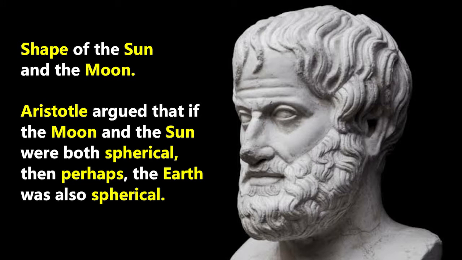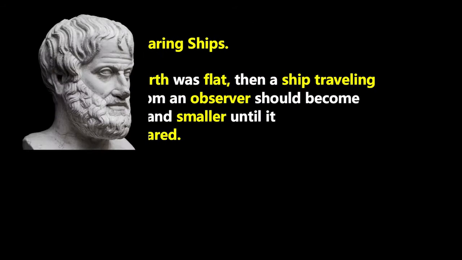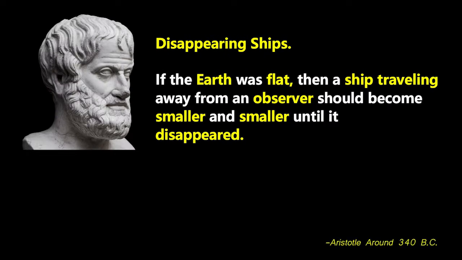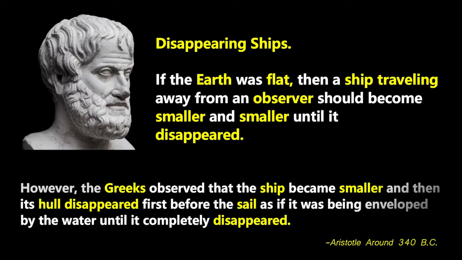Aristotle argued that if the moon and the sun were both spherical, then perhaps the earth was also spherical. For the disappearing ships, if the earth was flat, then a ship traveling away from an observer should become smaller and smaller until it disappeared. However, the Greeks observed that the ship became smaller and then its hull disappeared first before the sail, as if it was being enveloped by the water until it completely disappeared.